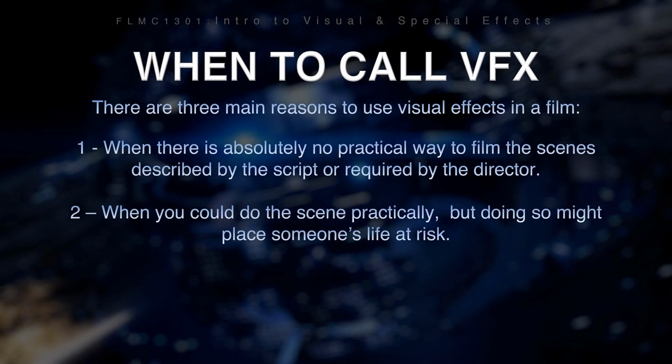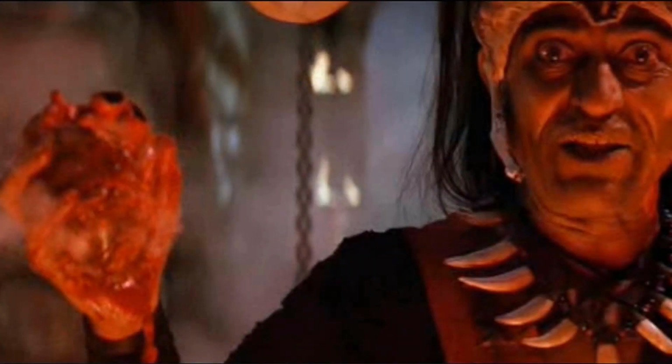Another reason, you could do the scene practically, but doing so might actually place someone's life at risk, okay? Here is a shot from 1984's Indiana Jones and the Temple of Doom, and that's Mola Ram, and he just ripped somebody's heart out, okay? If you do that to an actor, if you rip their heart out of their chest, you're in a lot of trouble, okay? There's union rules. There's all kinds of things saying that you cannot do that, okay? If you like little bits of trivia, I'll throw them out there.